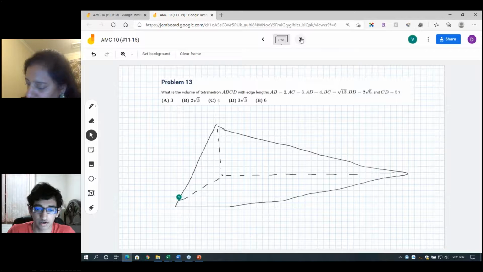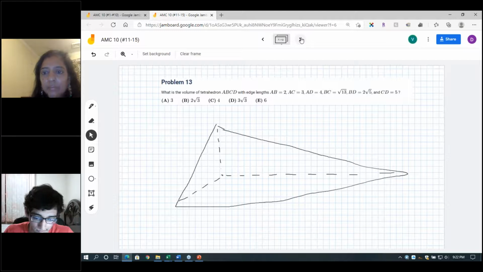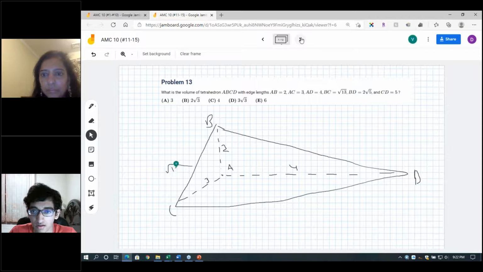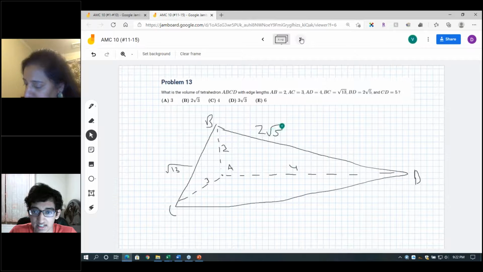So I hope everyone understands that this is a 3D figure, and this is behind this triangle. This point is A, this point is B, this point is C, this point is D. So now what we can first do is label every single one of these points. So we know AB is 2, AC is 3, AD is 4, BC is the square root of 13, BD is 2 times the square root of 5, and CD is 5.